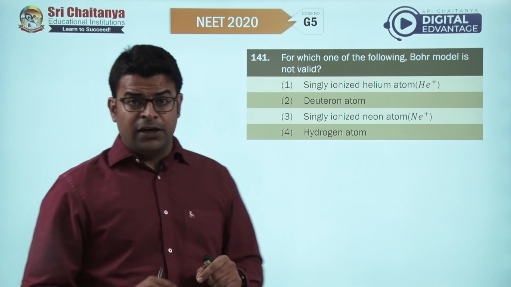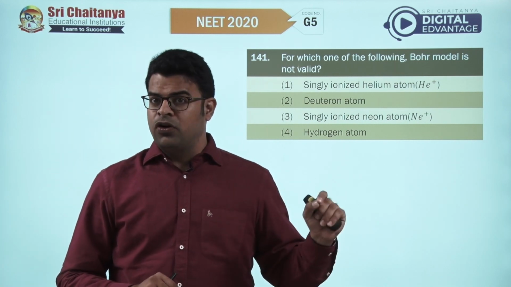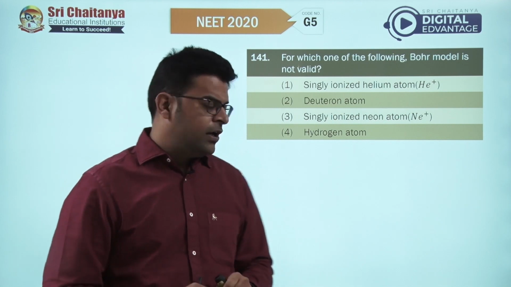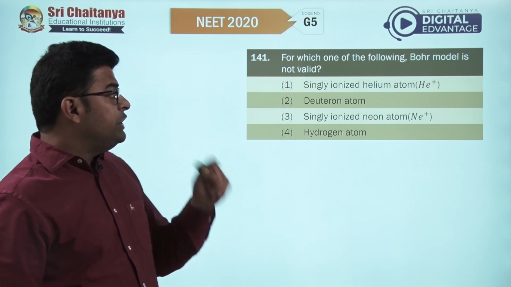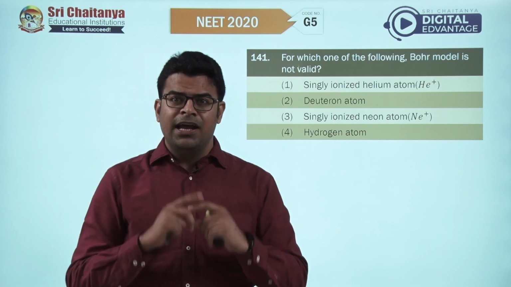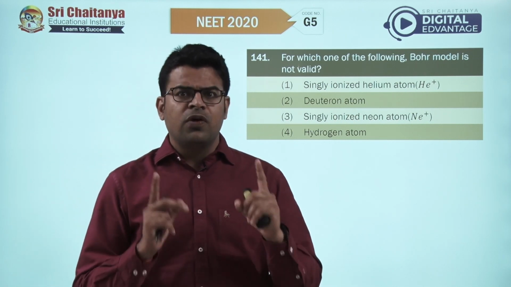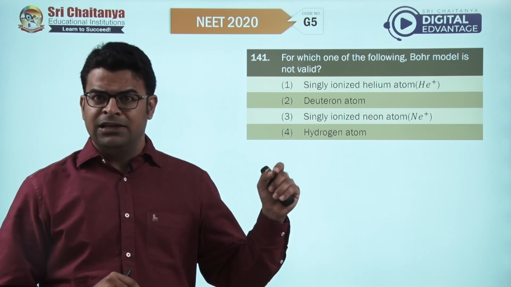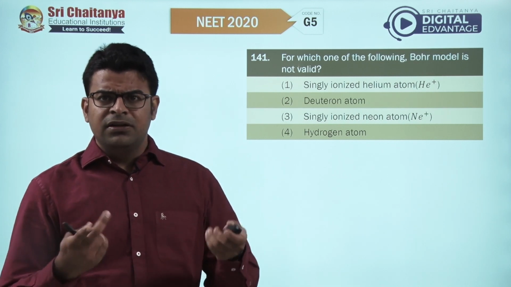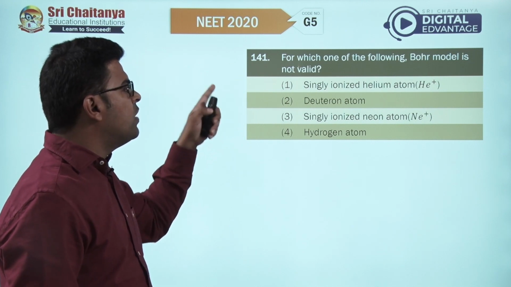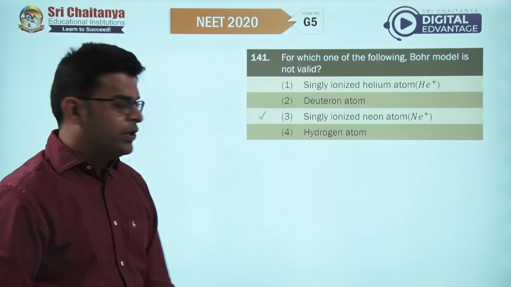Second option, deuteron atom. Deuteron has 1 extra neutron, but the number of electrons is still 1. So, we can still apply the Bohr model to the deuteron atom. Singly ionized neon atom. Neon has 10 electrons. If you singly ionize it, it will still have 9 electrons left. So, you can't apply the Bohr model on singly ionized neon atom. That's why that can't be the answer. So, this is the answer to the question on which you can't apply the Bohr model, option 3.